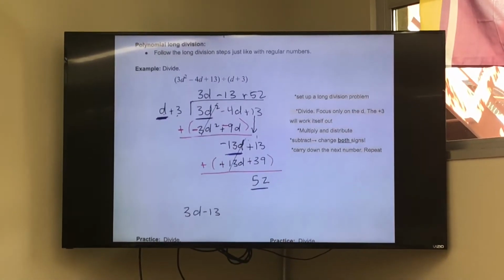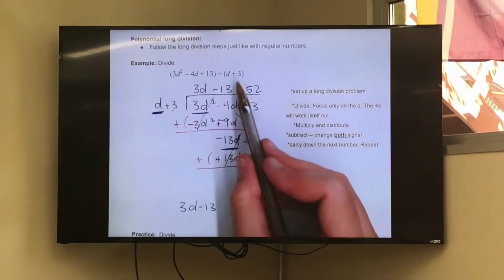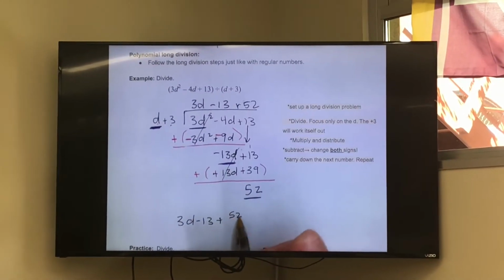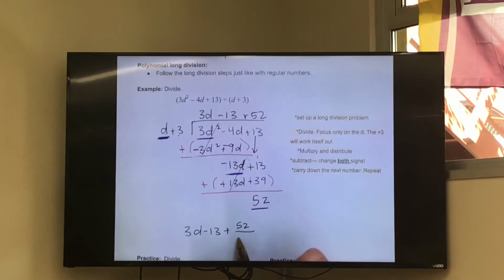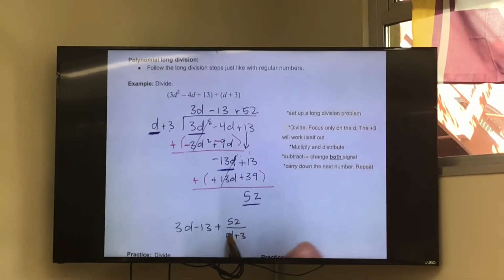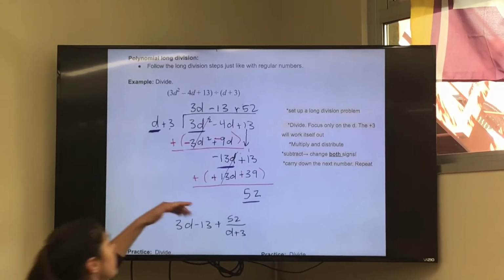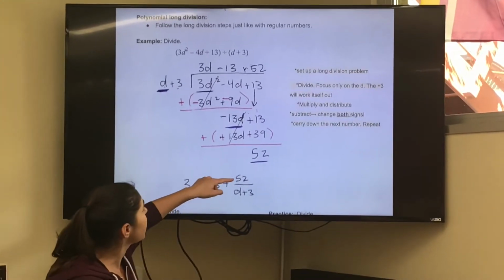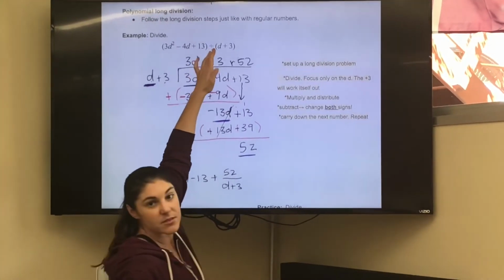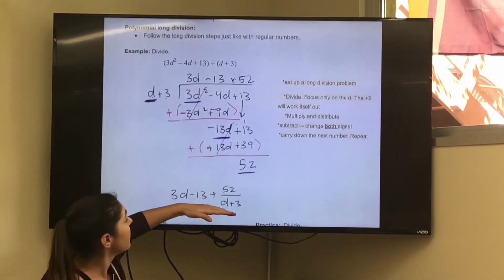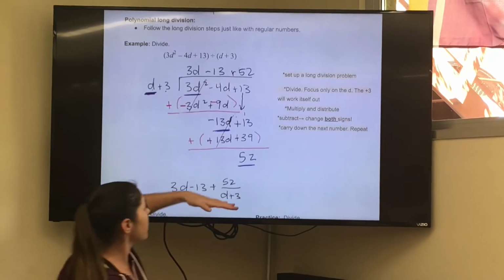And then for remainders, you say here's a positive 52, and it should have been divided by d plus 3. So instead of writing it as r52, you write it as a fraction because it should be divided by that d plus 3. So make sure you rewrite the remainders as a fraction of what you originally divided by.